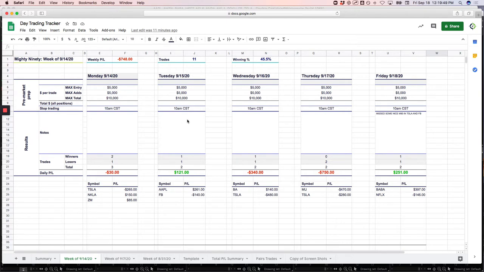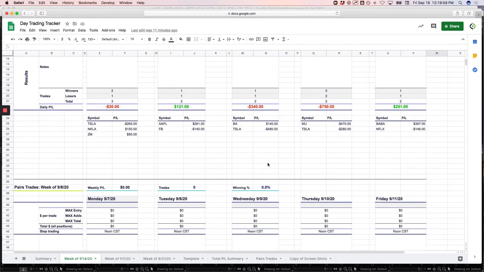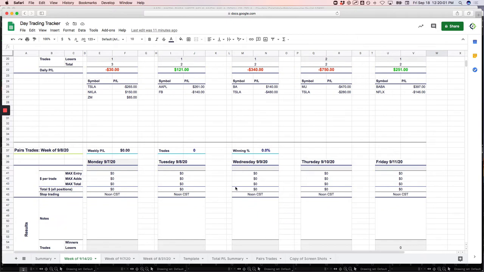So there are some opportunities, but we either didn't take advantage of them or the number of opportunities was just very small. And we're staying super small on that strategy right now. Didn't even take any pairs trades this week.